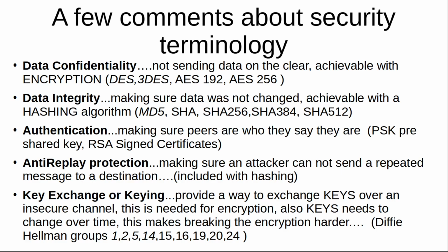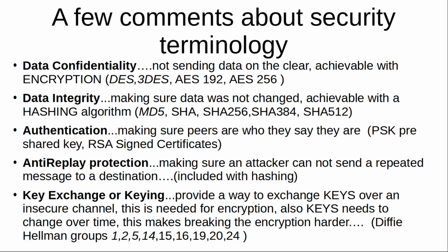Data confidentiality means not sending data in the clear. This is achievable with encryption. There are several encryption algorithms. It is recommended that you should not use DES or triple DES anymore, but AES. Data integrity means making sure that data was not changed when it is sent from source to destination. It is achievable with a hashing algorithm. There are a lot of hashing algorithms out there. It is recommended that you should not use MD5 but SHA.